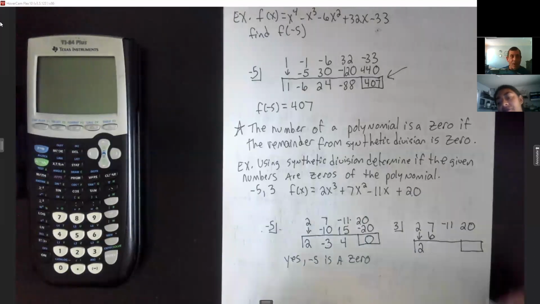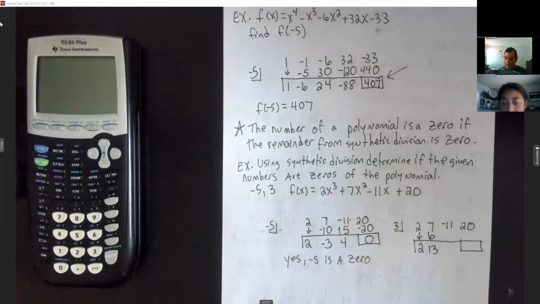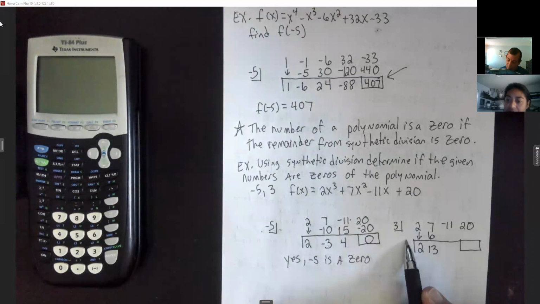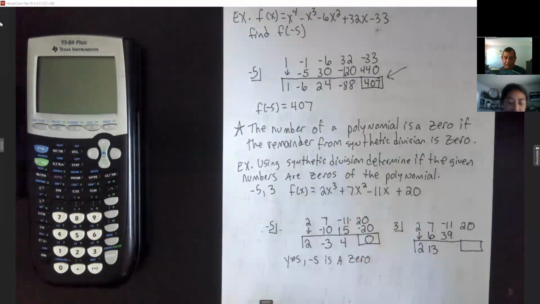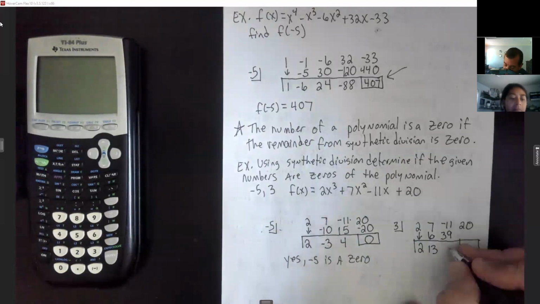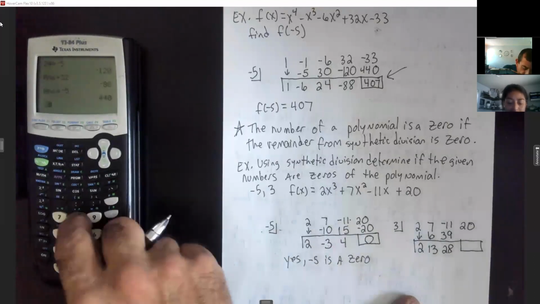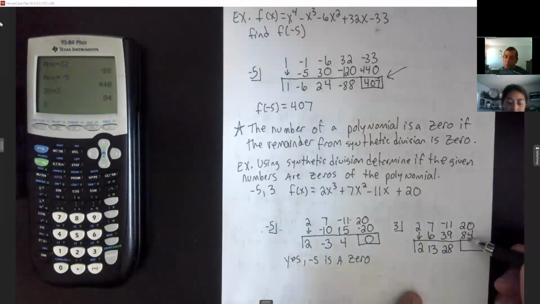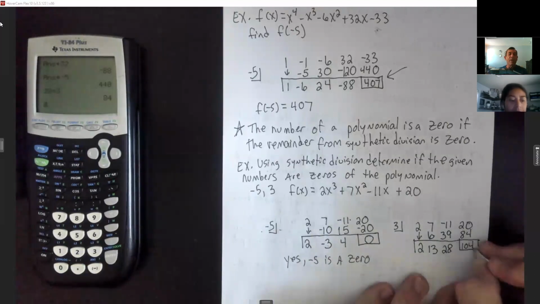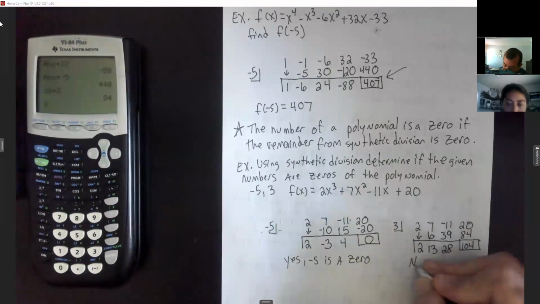All right, then we will add that column up. 7 plus 6 will give me 13. All right, get my next number. I'm going to multiply 13 times 3. What's that, 39? Let's see, 39 minus that 11 is, what, 28? All right, get my last number, 28 times 3. I think that's 84. And then finally, 20 plus 84 is what, 104, which is not 0. So since I did not get a remainder of 0, that means no, 3 is not a 0.